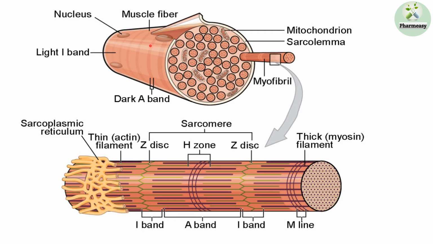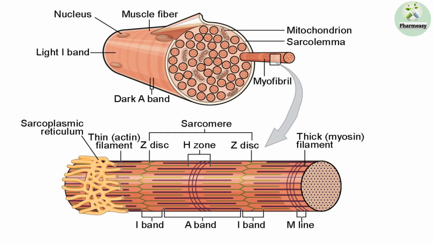As the diagram shows, muscle fiber containing sarcolemma and mitochondria. Here, this is H zone, which is a region of myosin only. I band contains actin only. A band contains both actin and myosin filament. It is the middle line known as M line. I hope this topic is very clear to you.